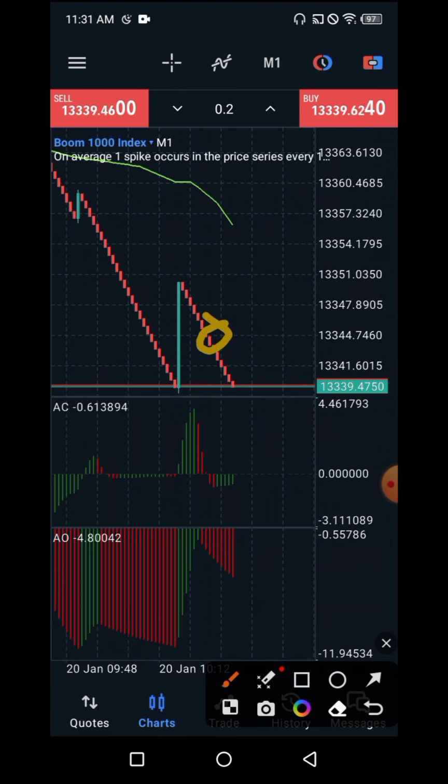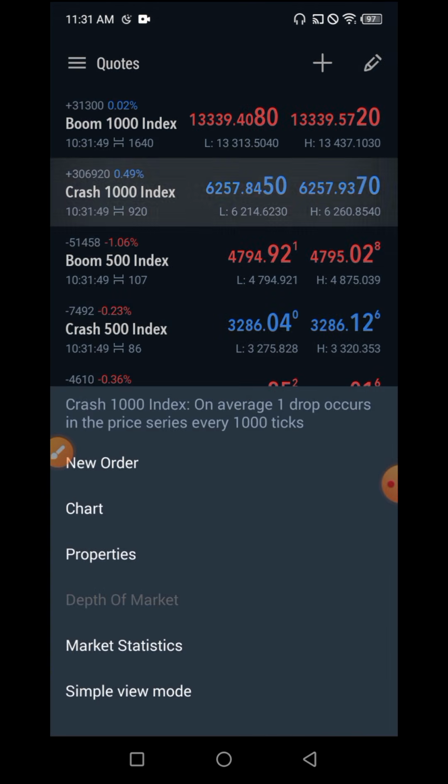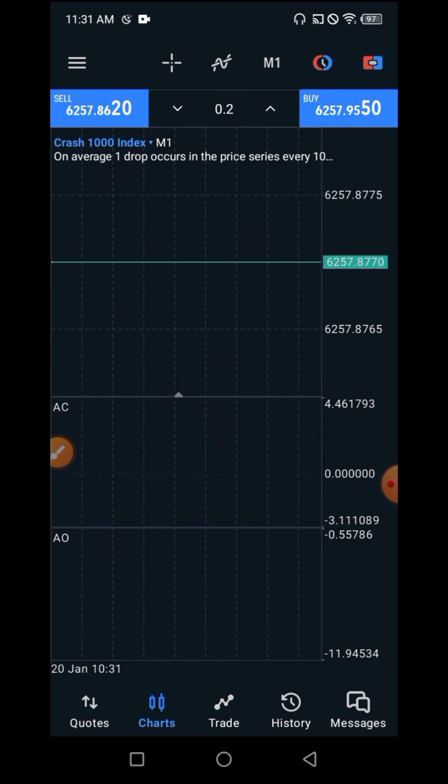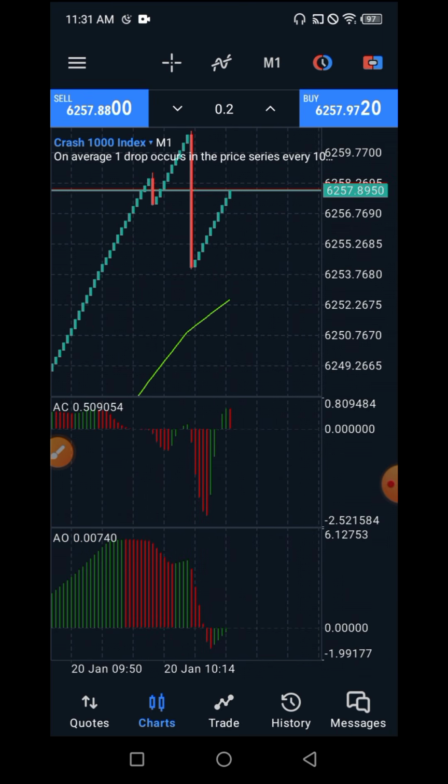So let me quickly show you crash 1000. Here is crash 1000. We missed this one. I would have taken my 5 candlesticks successfully here.